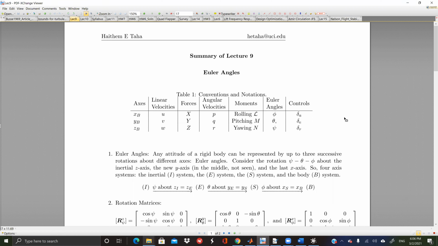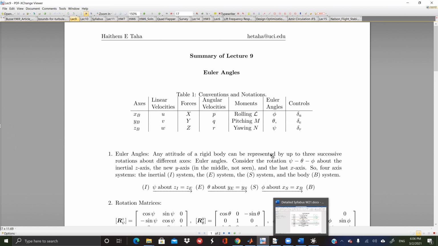And damping is a force due to velocity, not displacement. So it's a moment due to angular velocity. This is clear from here. So LP is roll damping, MQ is pitch damping, NR is yaw damping, right? Any question about that? No, this is very clear. Thank you. You're welcome.